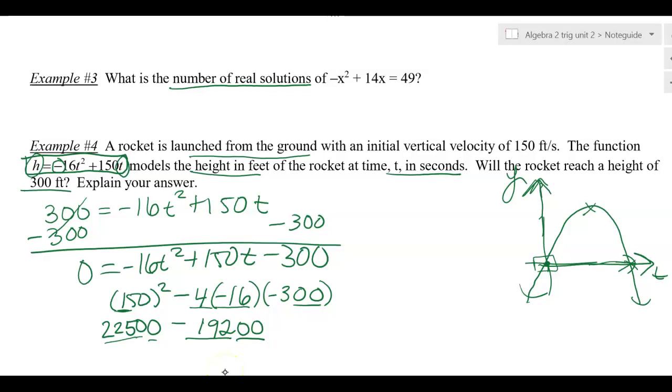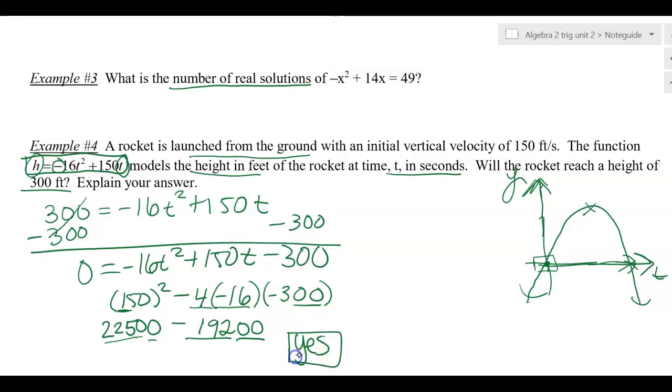All right, are we going to get a positive value here? I don't even really have to finish. Is 22,500 minus 19,200 a positive number? Yes. Okay. So underneath the radical, I'll have a positive number. This problem doesn't care if it's rational or irrational. Is it going to be a real number when I go to plug stuff into my quadratic formula? Yes. So will this rocket reach 300 feet? Yes. Okay. It has answers to that. So yes, it does. Okay.